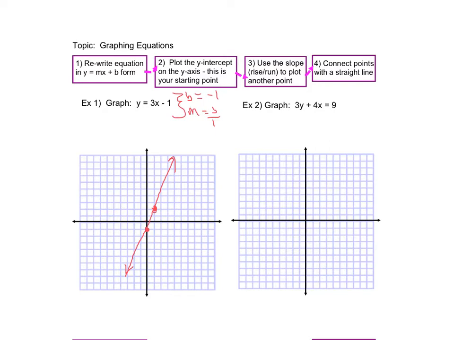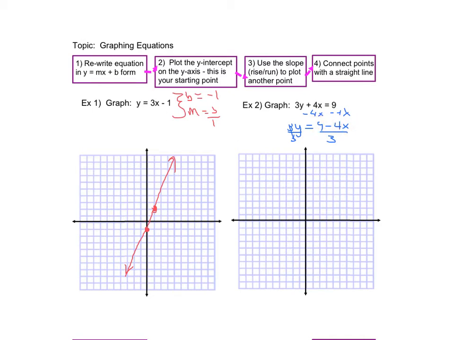I'm going to do the same thing with example 2, but notice in example 2, step 1 is not done for me. So I have to start by solving for y, very similar to what we did in unit 2. So I'm going to go ahead and subtract 4x, and I get 3y equals 9 minus 4x, and I'm going to divide both sides by 3, and I'll now have y by itself. One thing that we didn't do in Unit 2, I'm going to take this a step further, and I'm going to say that when I divide this whole side by 3, I'm dividing both the 9 and the 4x by 3.